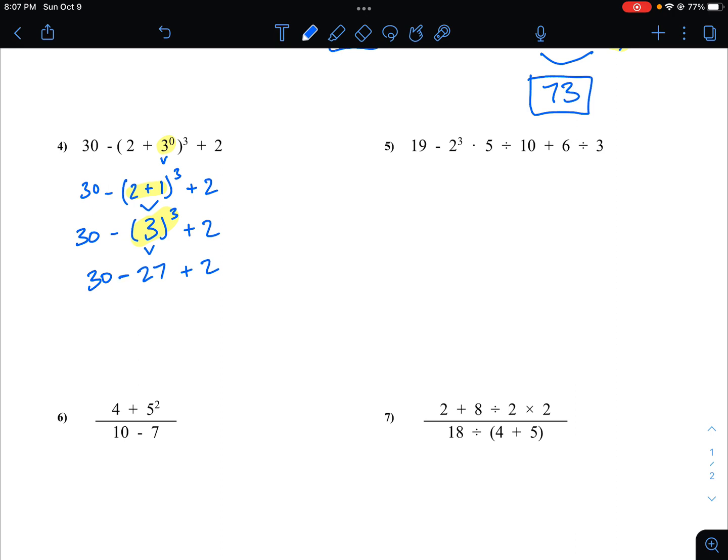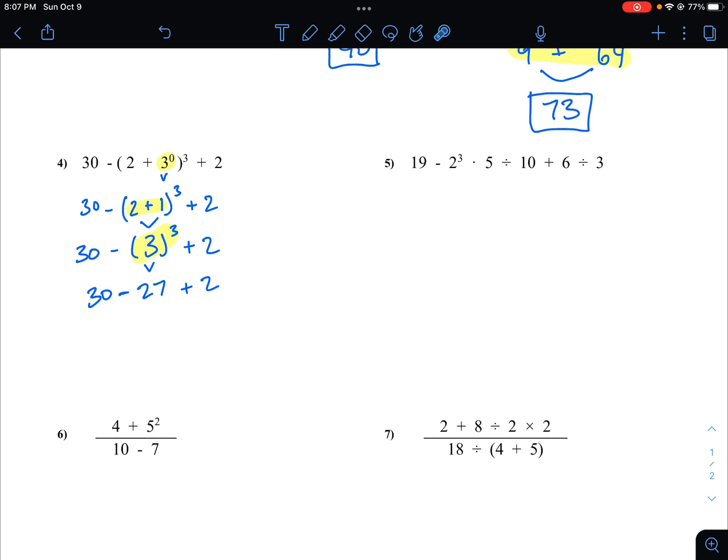So what goes next? Do we do 27 plus 2? No, we do not. AS stands for addition and subtraction, and it's not always addition that goes first. When you have both of them, you go from left to right. So 30 minus 27 is what we do next. And that gets us 3. Bring down the plus, the 2, and then finally, last row, 3 plus 2 is 5.